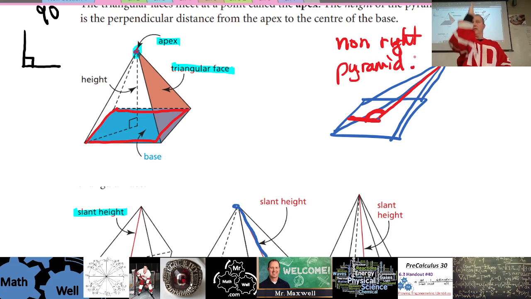So the height and the base make a 90-degree angle always, the height and the base. It's not tipped over like this. Understand? Good? Good. So I'm trying to stack all of this information. It's up to you guys to put it in your memory, okay?